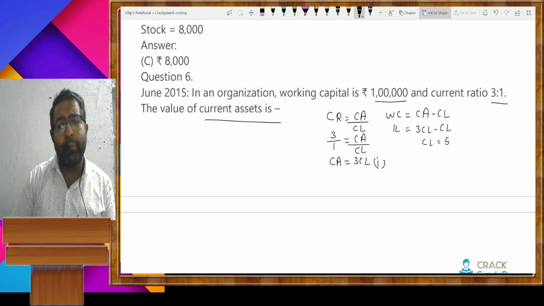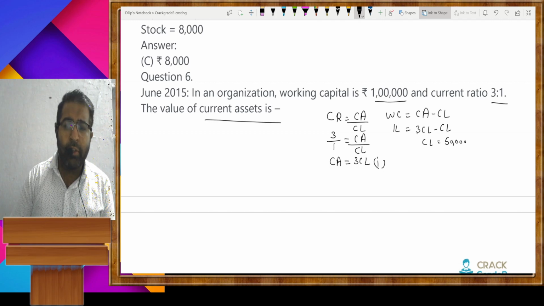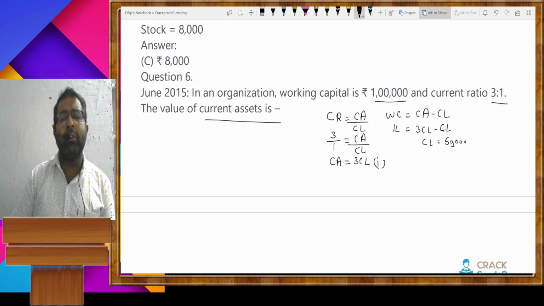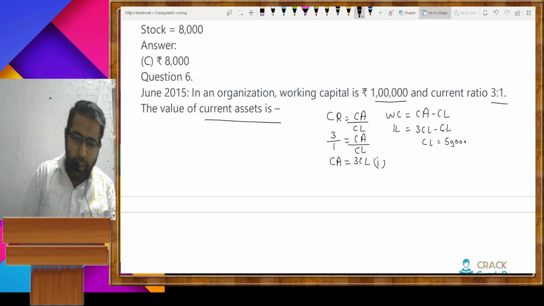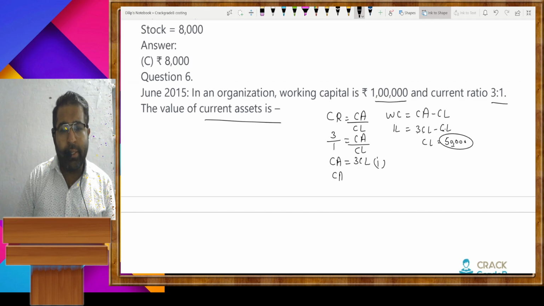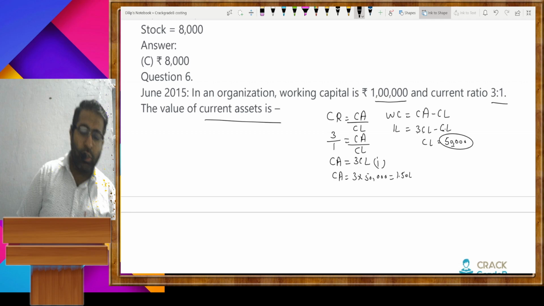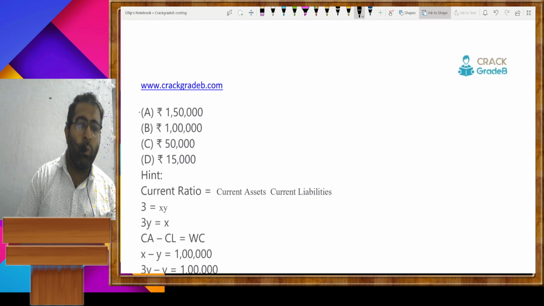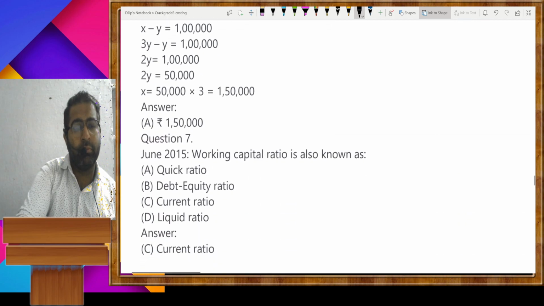So current liability is 50,000. How does it arise? 3 current liability minus 1 current liability is 2 current liability. When we divide 1 lakh by 2, the answer is 50,000. It is okay for all. Current liability 50,000. Now current assets equals 3 times 50,000, that is 1 lakh 50,000. Clear? Question number 6 completed. Answer is 1 lakh 50,000.